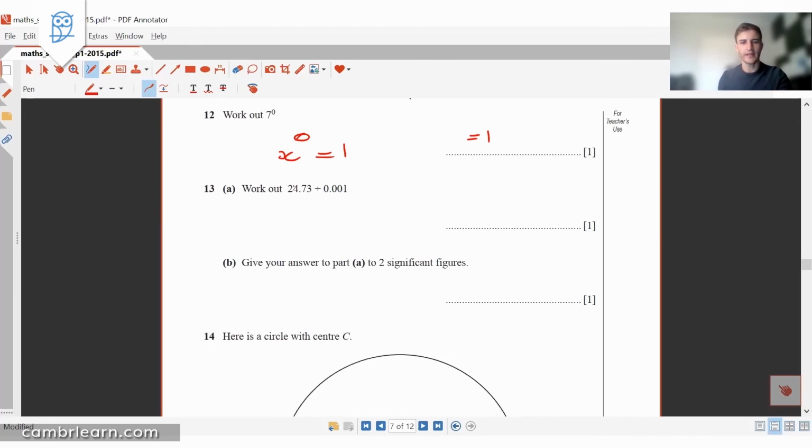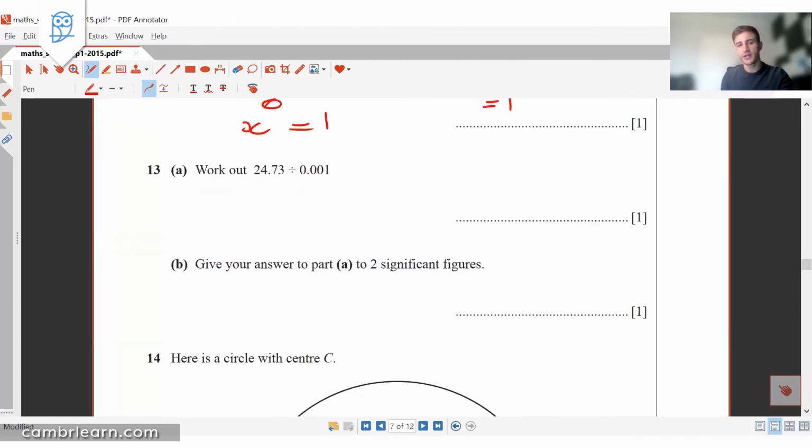Okay, work out 24.73 divided by 0.001. How are we going to do this? Now I'm actually going to write this 0.001 as 1 over 1,000. This decimal is just 1 over 1,000. Now we can take this division sign and tip it into times. So we turn this into a multiply, and we switch the numerator and denominator. So this becomes 24.73 times 1,000.